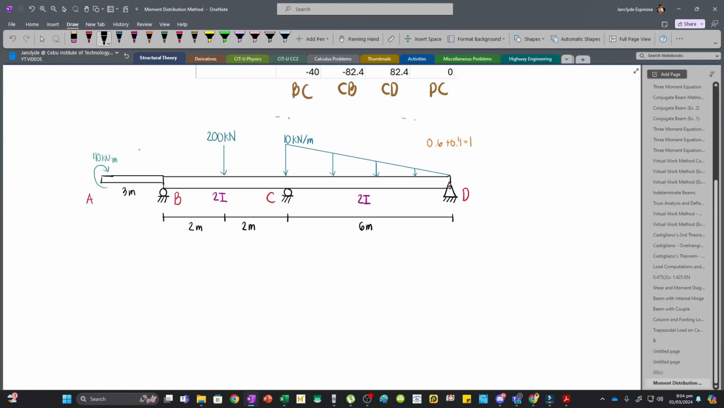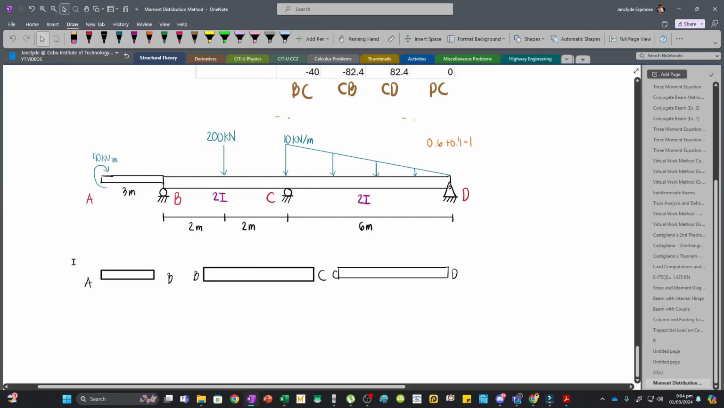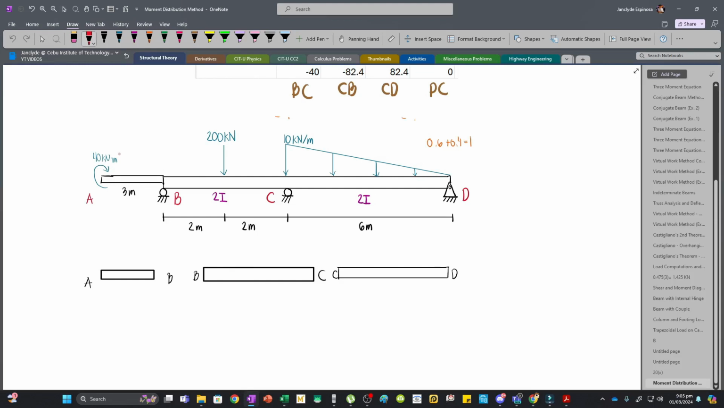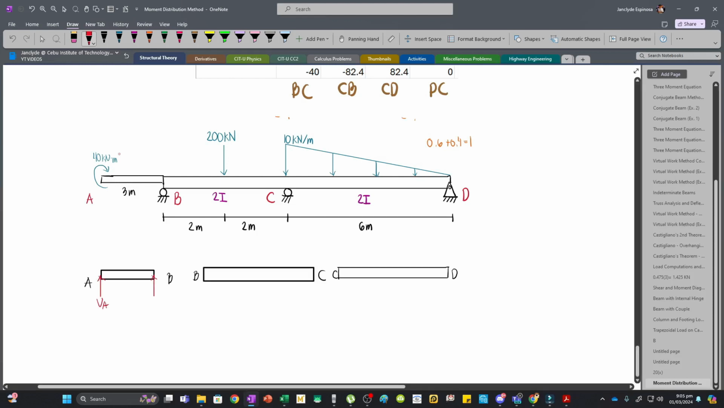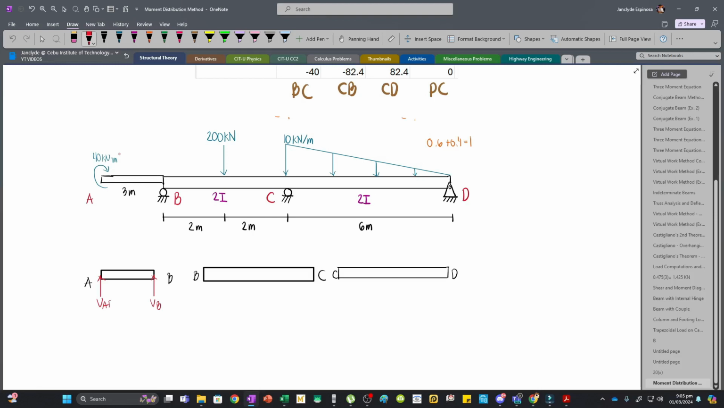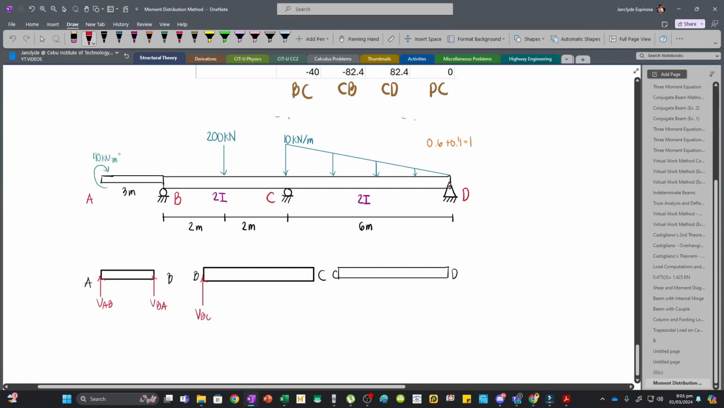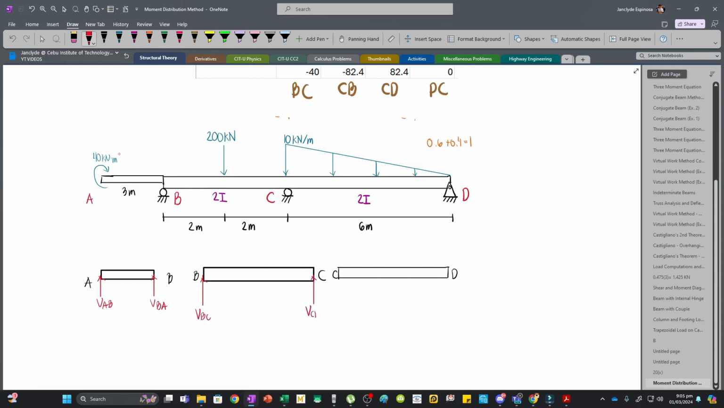Now, yung next na gagawin natin is we'll separate the segments. First, we have AB, and then we have BC, and then we have CD. Now, at each segment, kailangan natin i-maintain yung equilibrium. So, diba, at each point, we have shear forces and internal moment reactions. So we have dito the shear at A, and we have the shear at B. Or let's just say this is VAB, and this is VBA. And then dito sa BC, we have the shear of BC, and here we have the shear of CB. And then this will be the shear of CD, and this is the shear of DC. I hope you agree with this one.